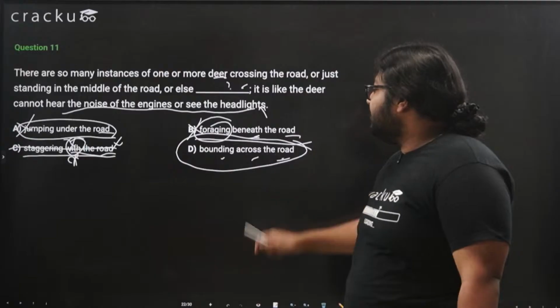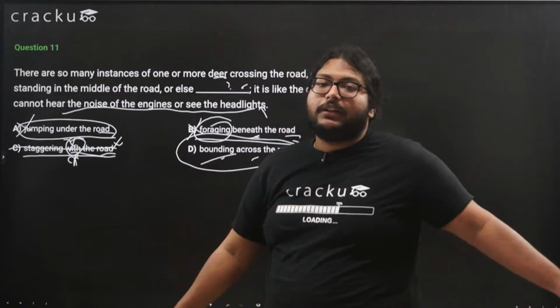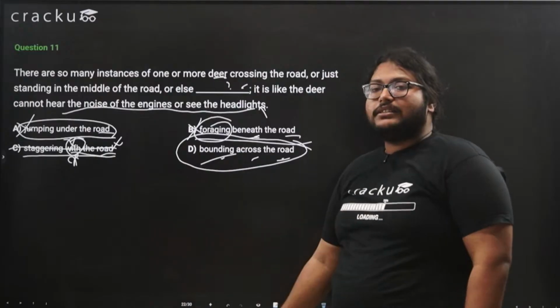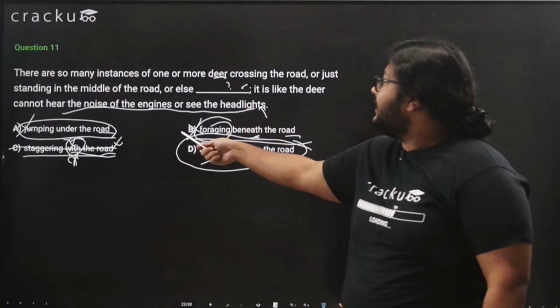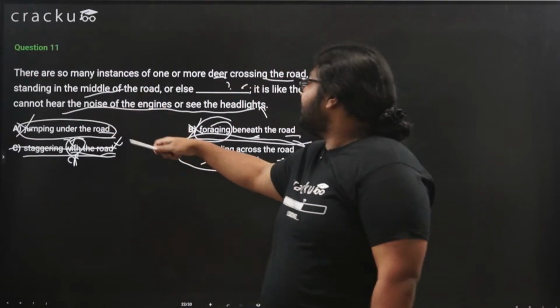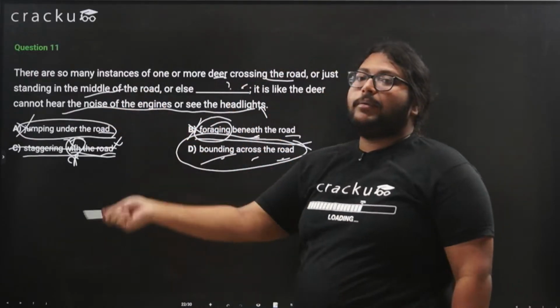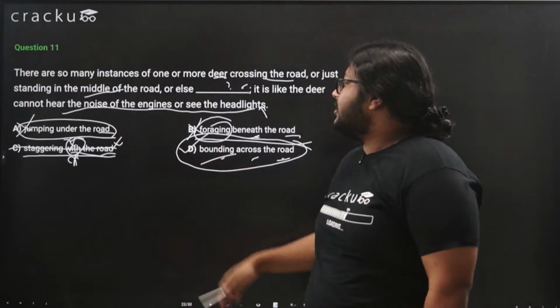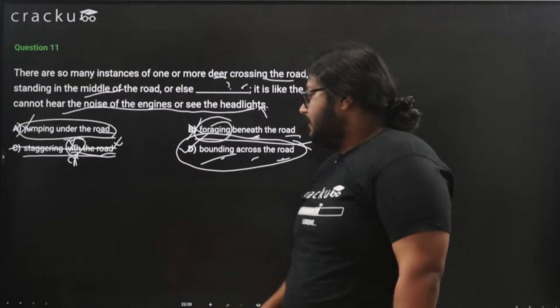Bounding across the road. To bound means to jump around, okay, from one point to another. So bounding across the road makes sense. They're telling us that the deer are either crossing the road or standing in the middle of the road, or else jumping around. So option D makes perfect sense. Option D should be the correct choice here.